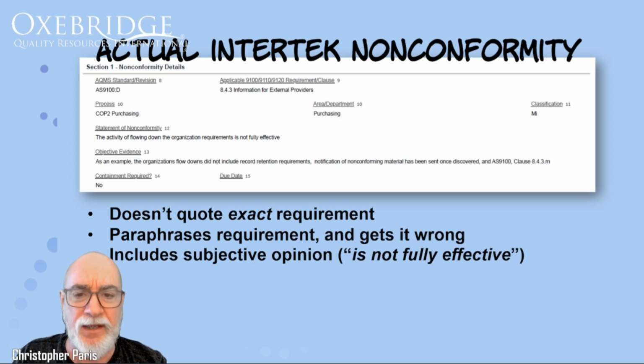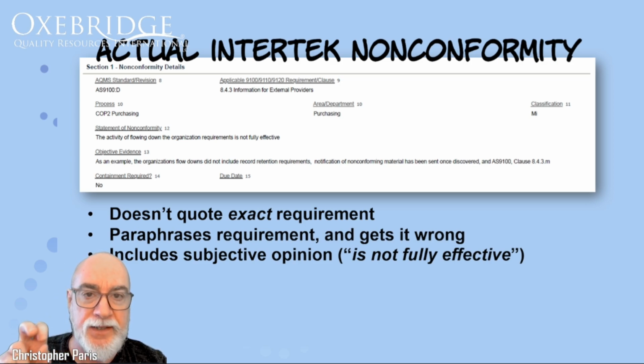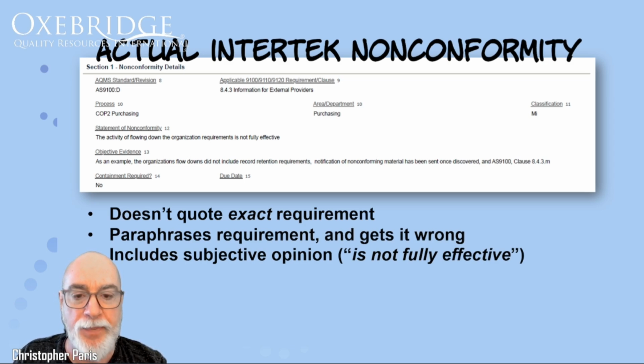So this is weird. The auditor here is making a classic and annoying mistake. They quoted the clause only by the title, then they misquoted the actual requirement. So they cited the clause number, but they didn't copy and paste. And worse, it's based on a wrong interpretation. So they don't quote the exact requirement, then they paraphrase the requirement, but they get it wrong.